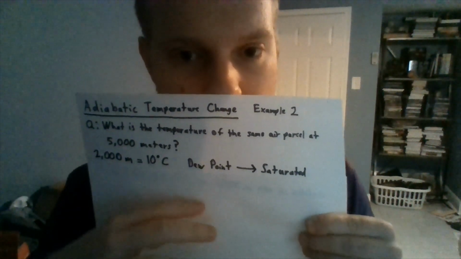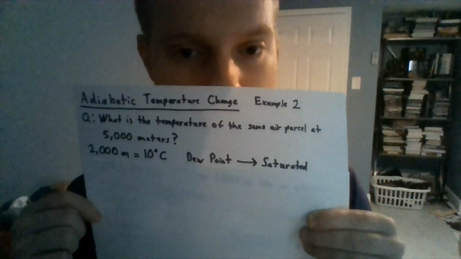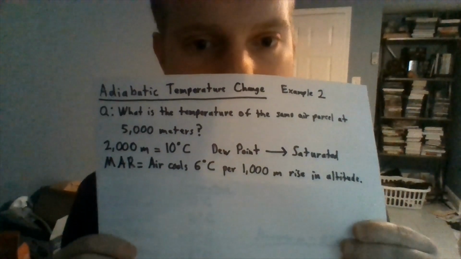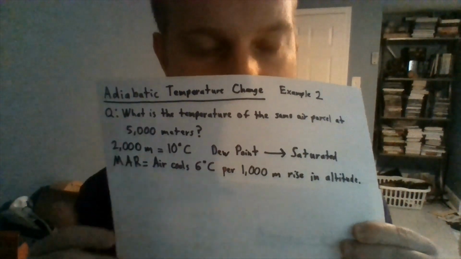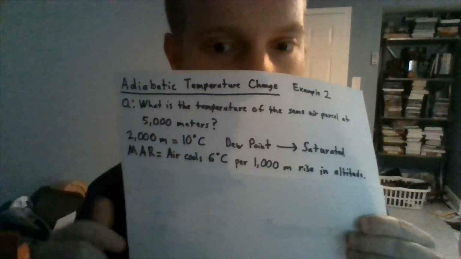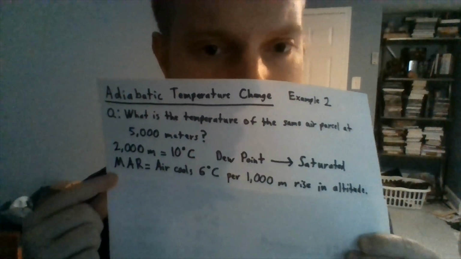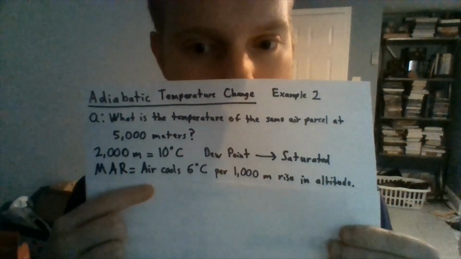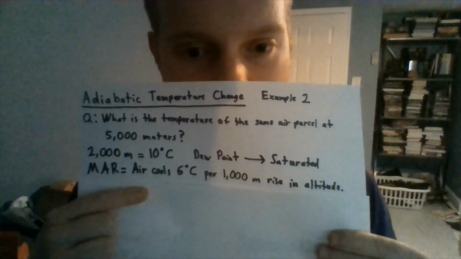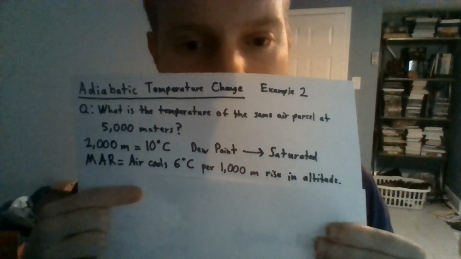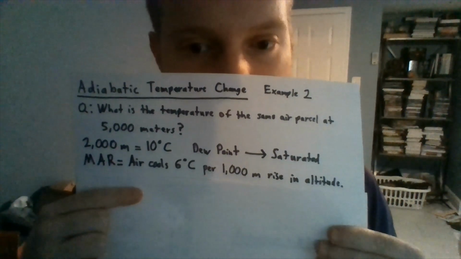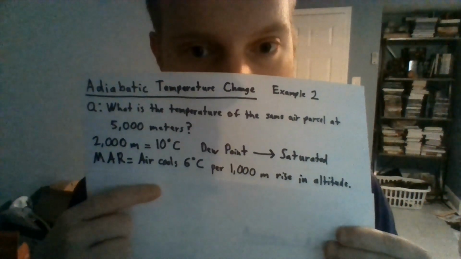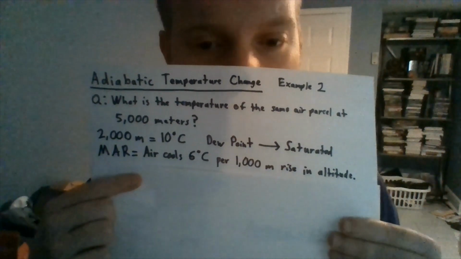So because we're dealing with a saturated air parcel, as this parcel continues to rise in altitude, we have to use the moist adiabatic rate instead. That means that the air cools by 6 degrees Celsius per each 1,000 meters that it rises, rather than the 10 degrees Celsius when the air parcel is unsaturated. When it's a saturated air parcel like this, it cools by 6 degrees Celsius per 1,000 meters.